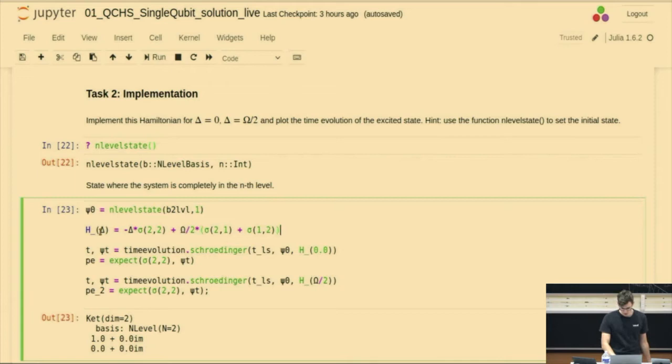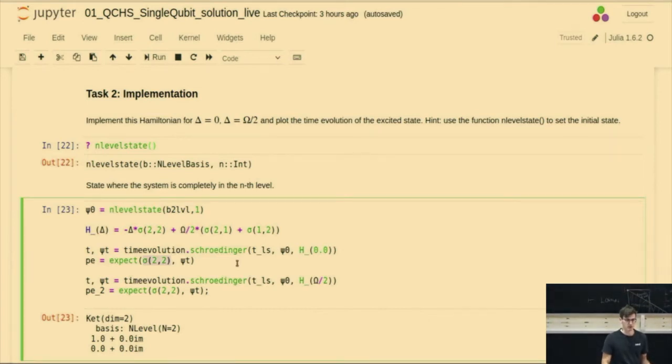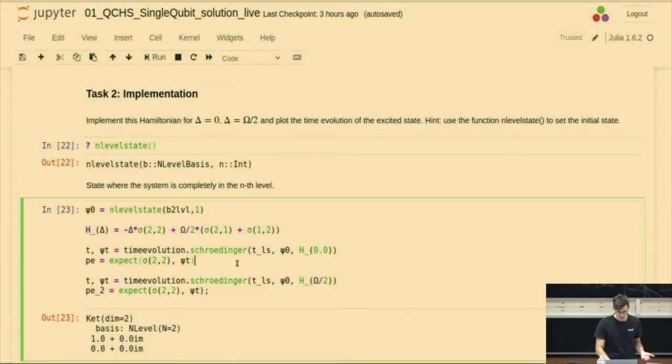How I did it here is just defining the Hamiltonian as a function of delta, and I solved the Schrödinger equation once for 0 detuning and calculated the expectation value, and then for omega over 2 detuning. What a few people also got wrong is that they used the sigma operator for the expectation value here. So they used sigma plus times sigma minus, which is in principle right, but you can't use it because the other one is implemented on the spin 1/2 particle, and this one is on the n-level basis.